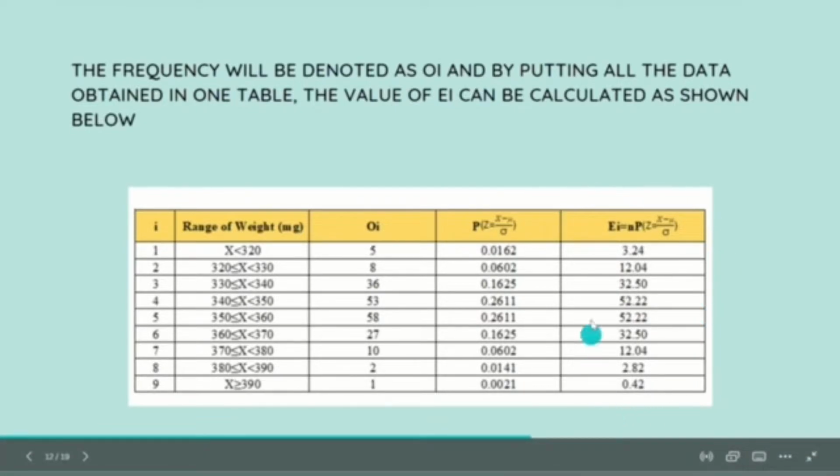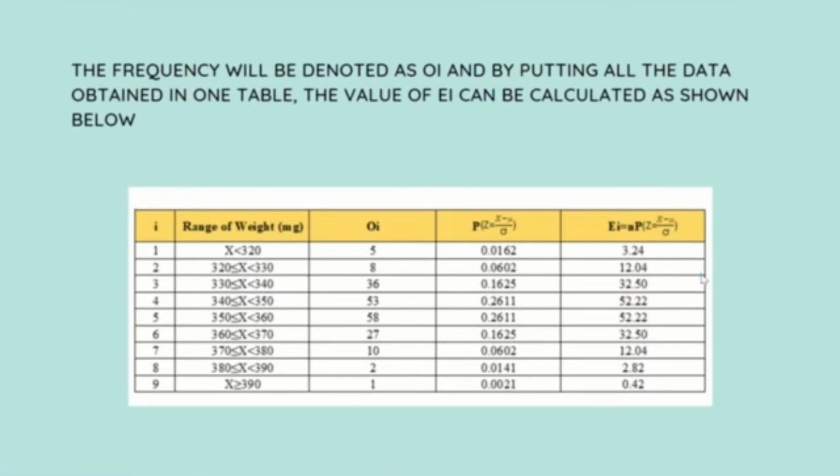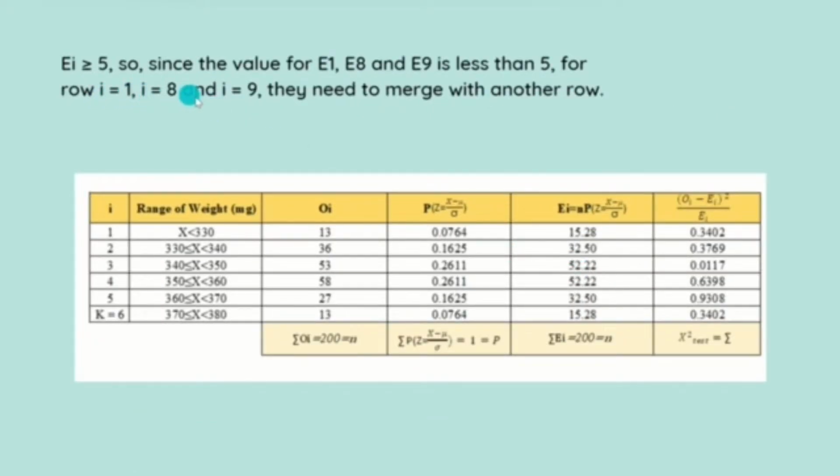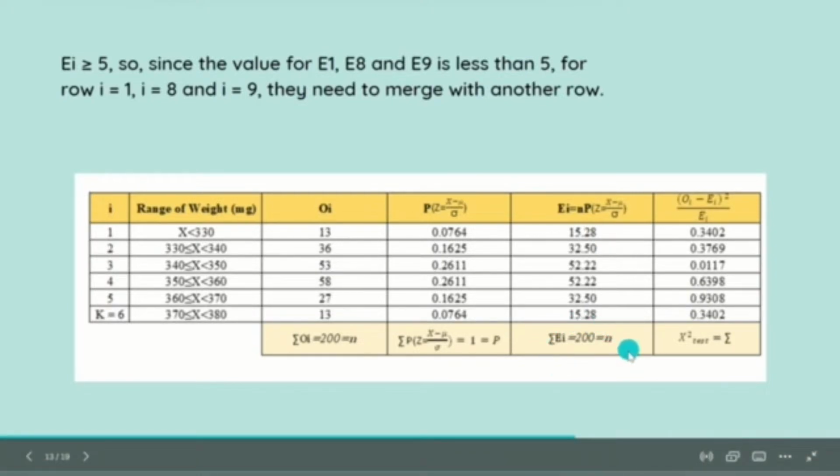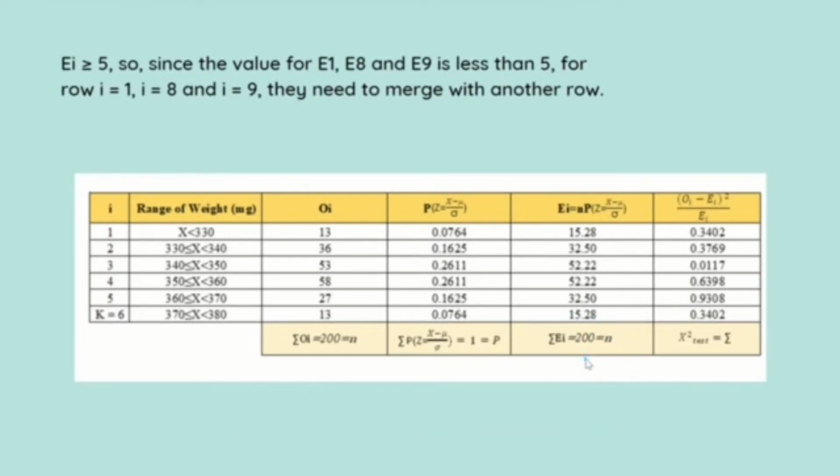After that, we need to calculate the Ei, which is the expected value, by using the probability times the grand total value, which is 200. But in this case, we need Ei more than 5, so we need to combine rows until we reach 5. So we combine these two rows so that the Ei is equal to 15.28, and we get the total is 200 as the observed frequency, and the total probability we get is 1.